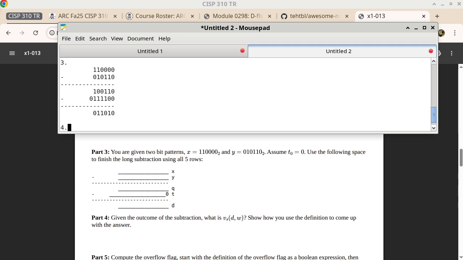Part 4 is asking, given the outcome of the subtraction, what is VSDW? I think it would be helpful if I label the rows, because in the answer space they are already labeled, but in my key here they are not. So X, Y, Q, T, and then finally the D. For part 4, we are basically saying VSDW, or D6, because we know W is 6 in this case. Read the question carefully: show how you use the definition of the function to come up with the answer.